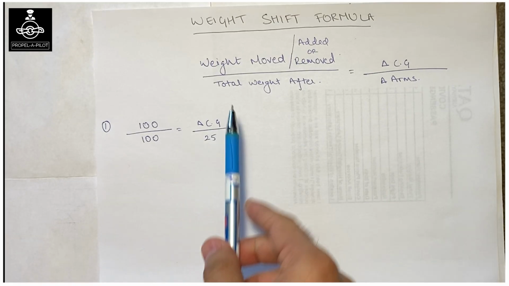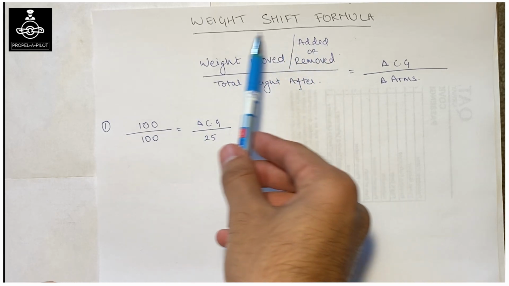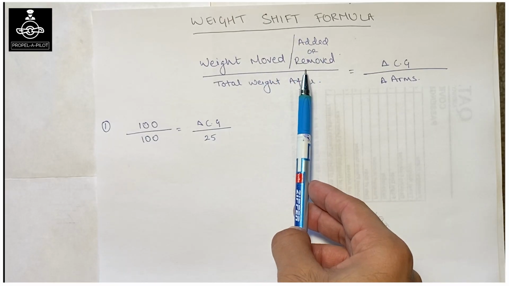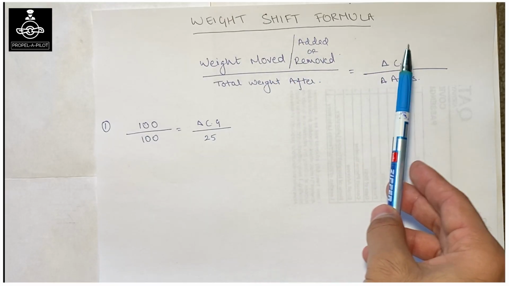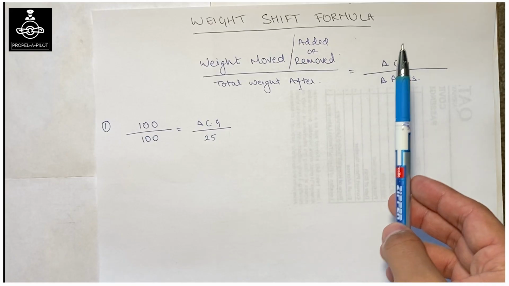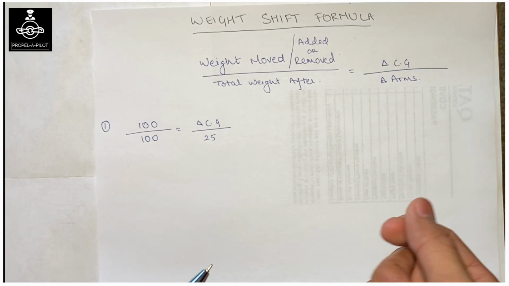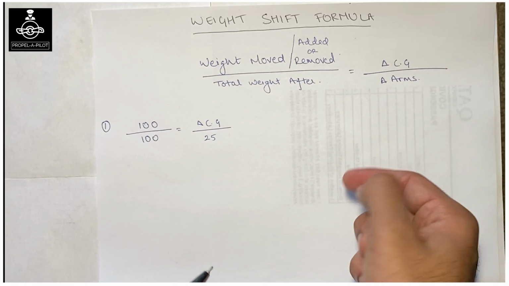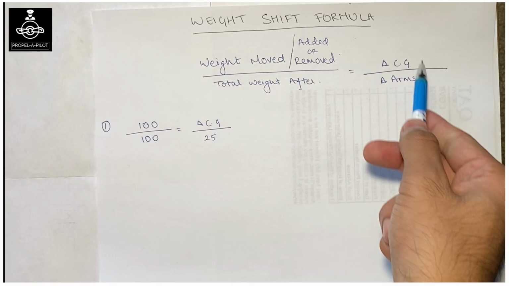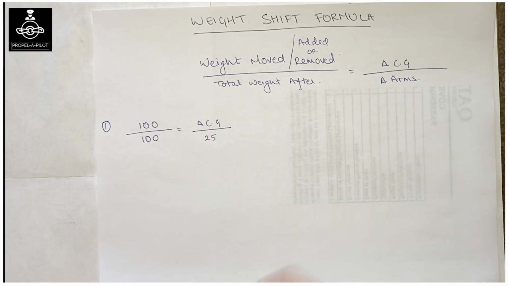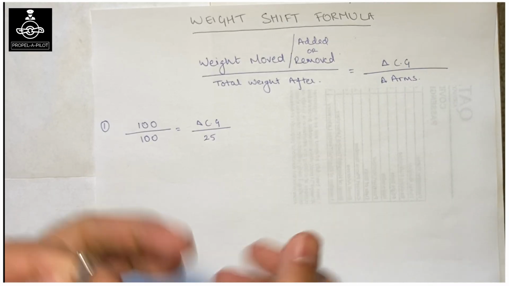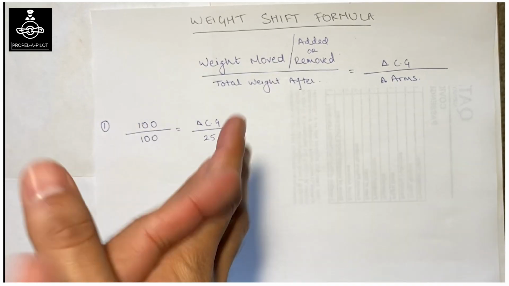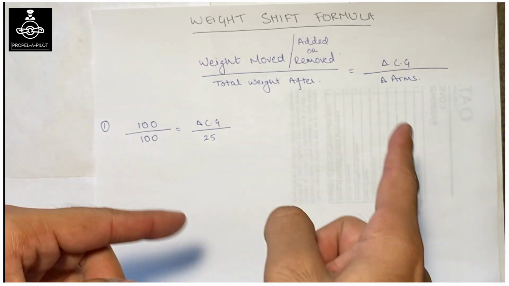The formula is weight moved, added or removed, divided by total weight after moving, adding or removing, equals delta CG divided by delta arms. Delta is just a fancy way of saying the change in the CG, divided by the change in the arms. The change in the CG is the value that we are looking for. More often than not, there can be other questions made a little harder for you in the written exams, which might involve playing with either one of these variables.